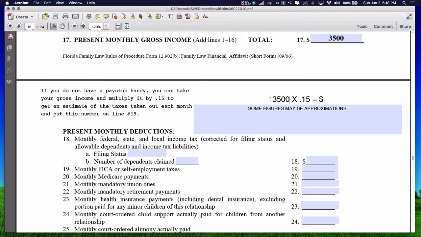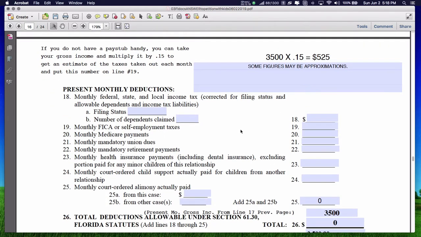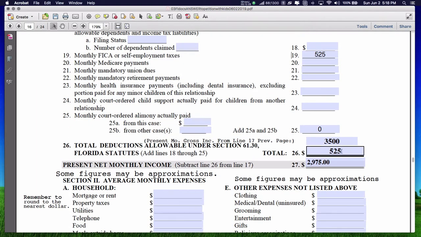So $3,500 times 0.15 would be $525. You can use 10%, whatever. And I have said throughout this that some figures may be approximations. And this will go in line 19 as a good ballpark for whatever taxes are coming out. Like I said, it'll do the math for you. If 525 is taken out for taxes, insurance, etc., this is what's left. It'll subtract it for you.